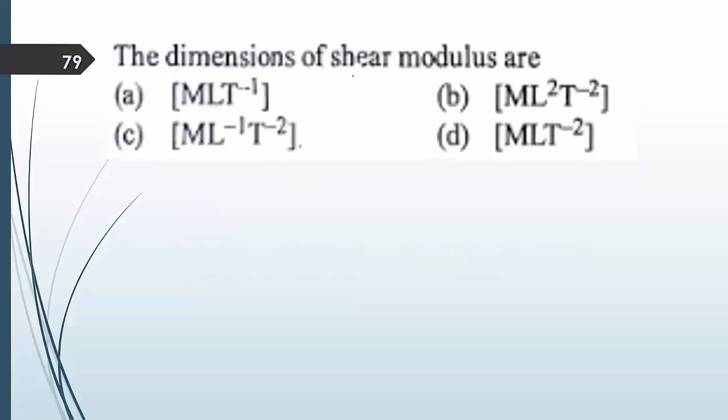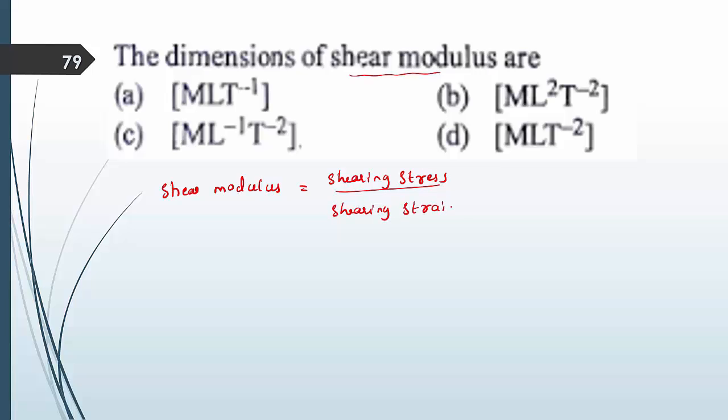79th question. The dimension of shearing modulus are. First you have to know what is shearing modulus. Young's modulus, bulk modulus, shearing modulus. So these are the moduli of elasticity you are going to study in the chapter Mechanical Properties of Solids in first year. For second year students, you have already studied. If you know the equation, directly you can write the dimension of shearing modulus. So shearing modulus is given by shearing stress over shearing strain. It is the ratio of shearing stress to the shearing strain that gives a shearing modulus.